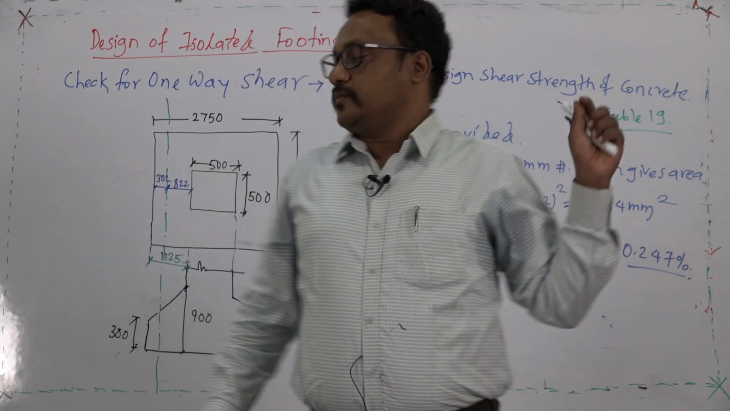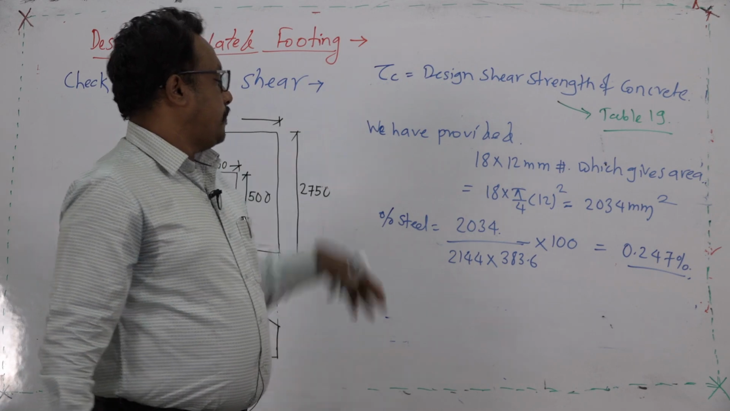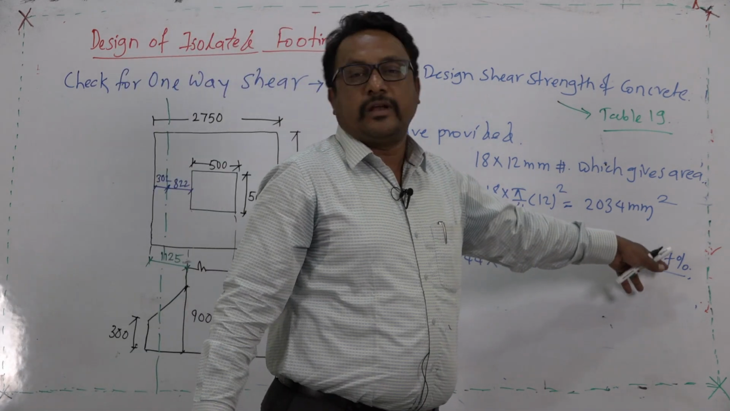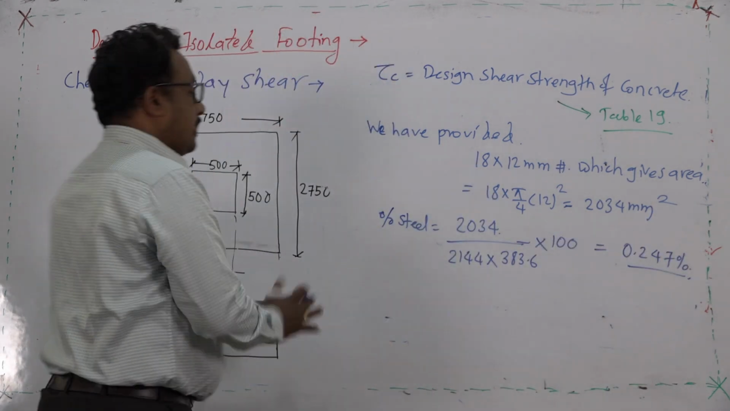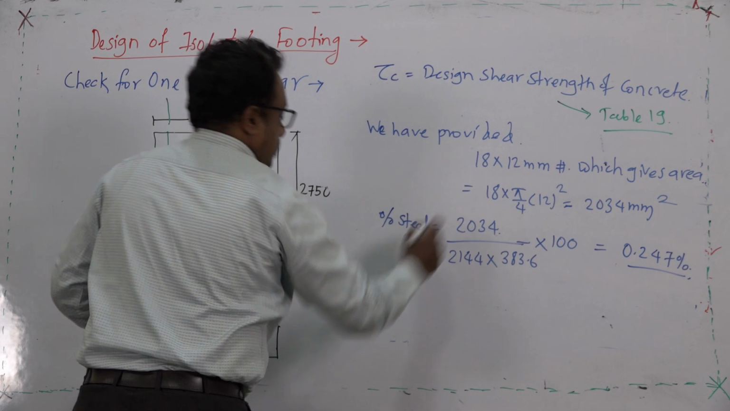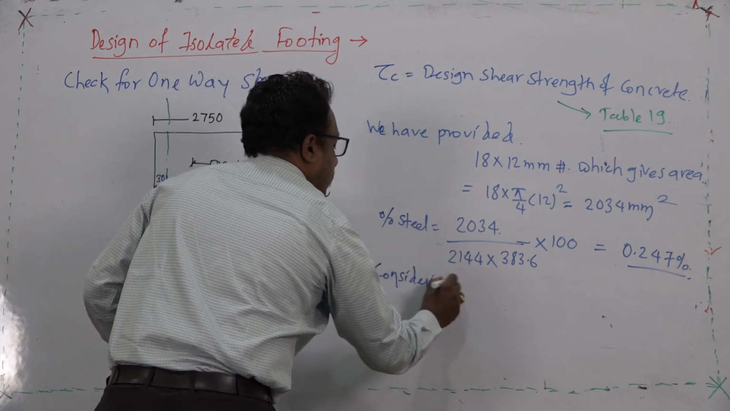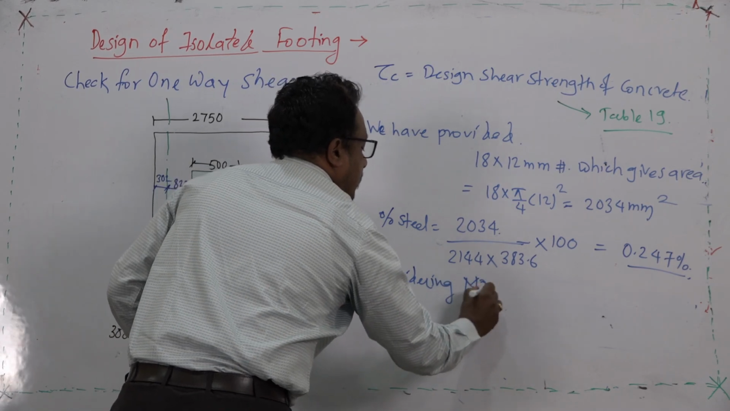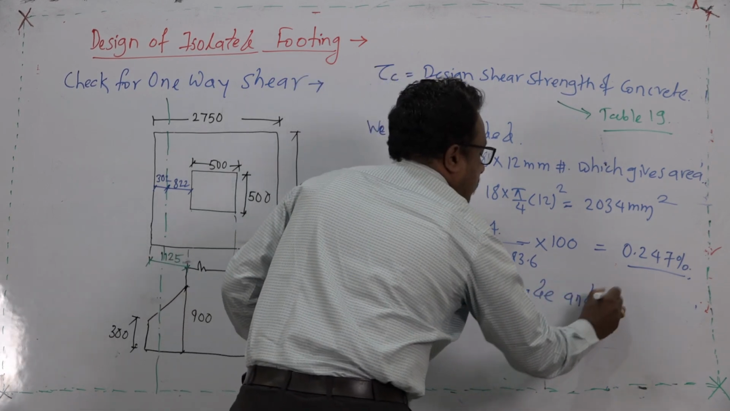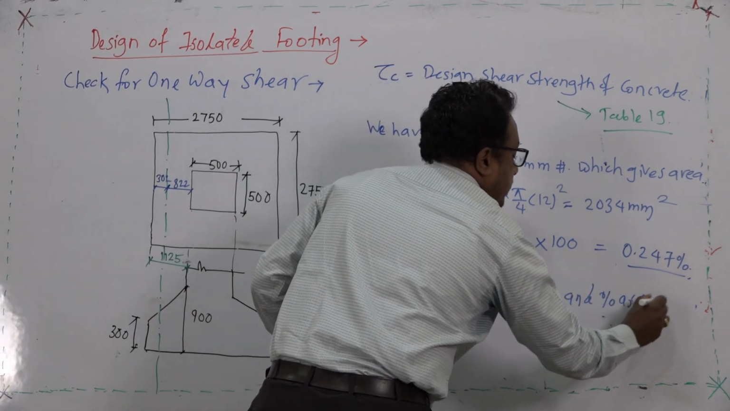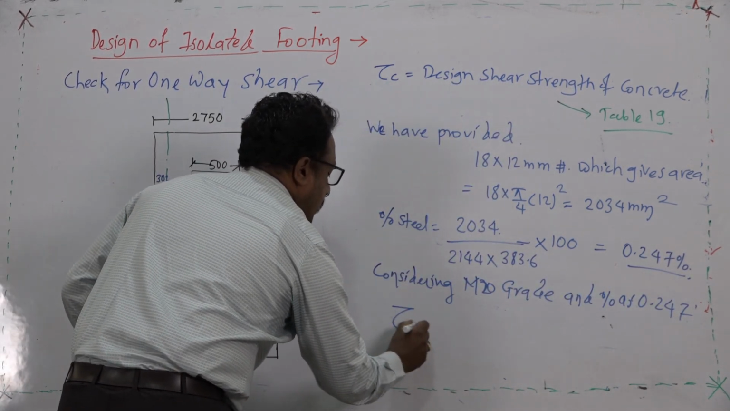So, in IS 456 in Table number 19, the variation is of 0.25, means you will get the value at 0.25, after that you will get the value at 0.30 like that. So, here, considering M20 grade and percentage as 0.247, we will arrive at the value of tau c.